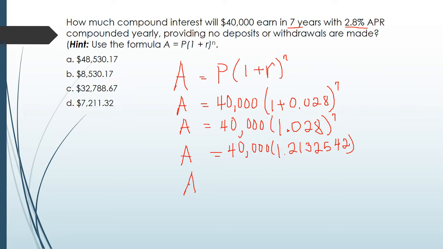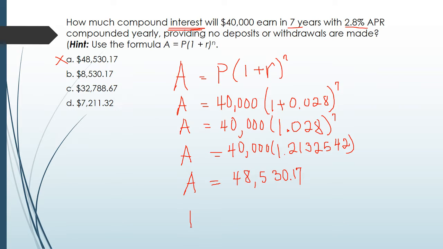Now we're going to multiply by 40,000. When we do that, we get $48,530.17. So remember, because we're talking about money, you want to make sure you have 2 decimal places. That's the 17. Alright, however, the question does not ask how much do we have after 7 years. Right, so notice it tricked you and there's an answer in there, but that's not it. We're looking for the amount in interest.